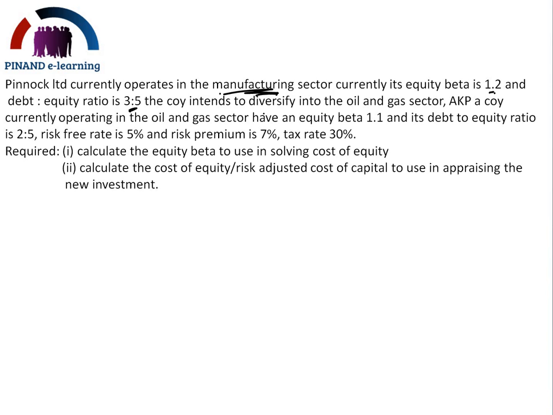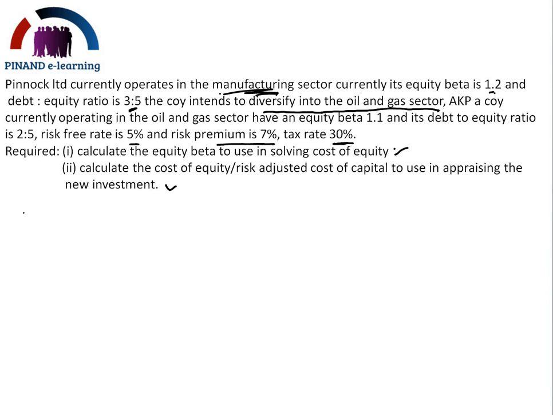The company intends to diversify into the oil and gas sector. AKP, a company currently operating in the oil and gas sector, has an equity beta of 1.1, and its debt to equity ratio is 2.5. Risk-free rate is 5%. Risk premium is 7%. Tax rate is 30%. Required: calculate the equity beta to use in solving the cost of equity, and calculate the cost of equity or risk-adjusted cost of capital to use in appraising the new investment.